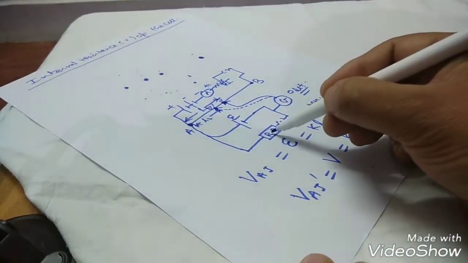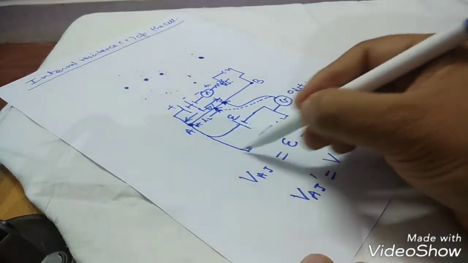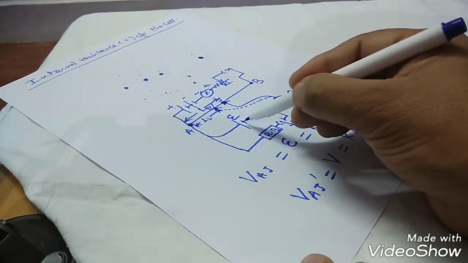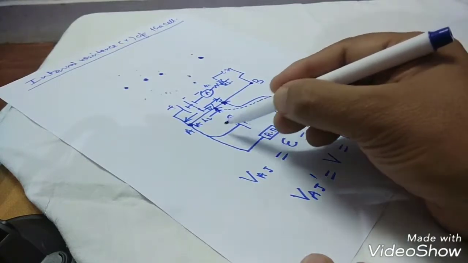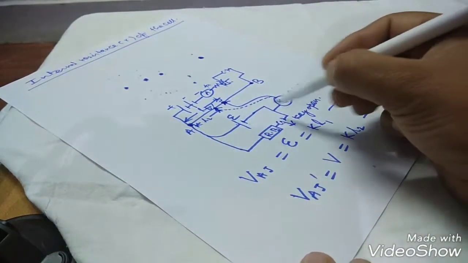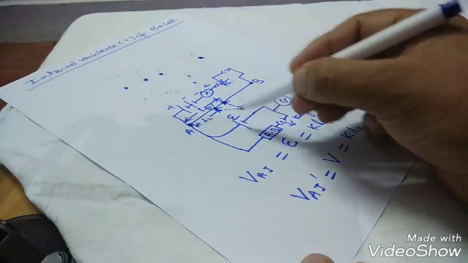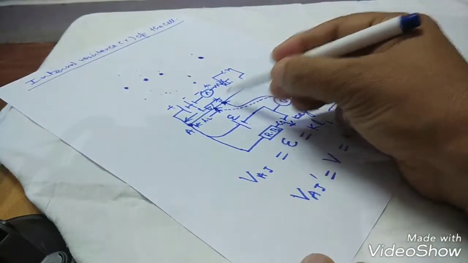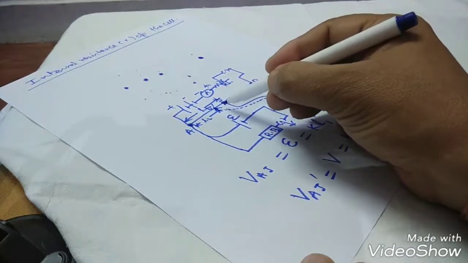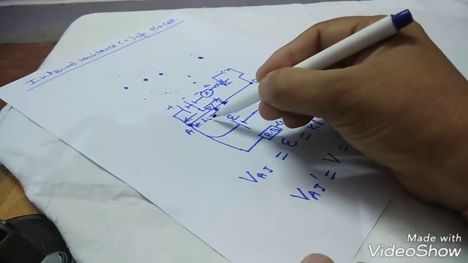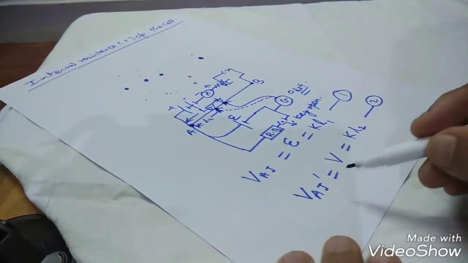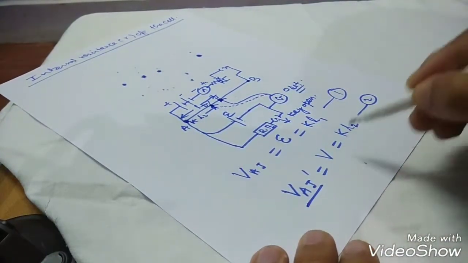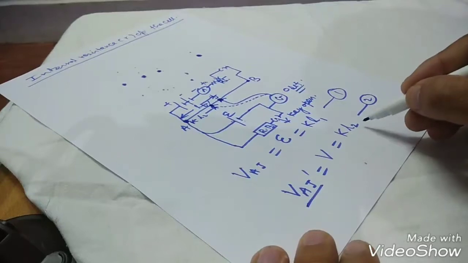In second case, when this is closed, current will pass through it. That means through internal resistance also a voltage drop will be there. So because of this voltage drop across internal resistance, the measuring length of potentiometer wire will be shorter than the earlier length. That means L2 will be shorter than L1. So this potential drop will be given by VAJ dash is equal to V is equal to KL2.